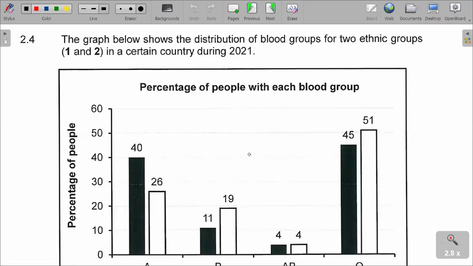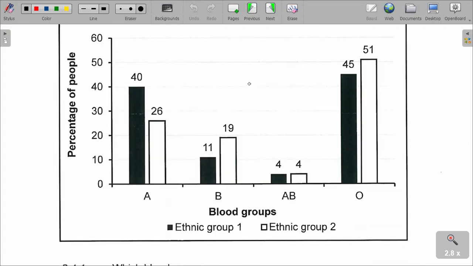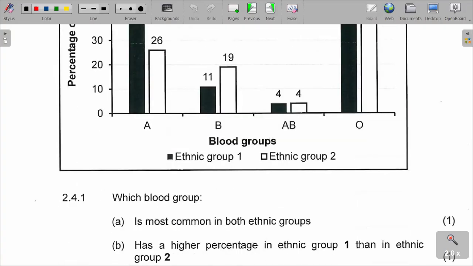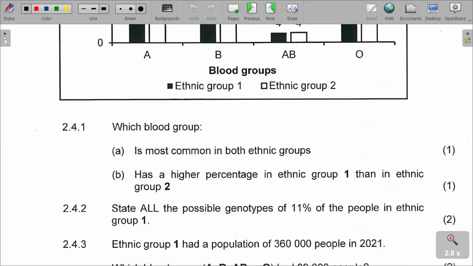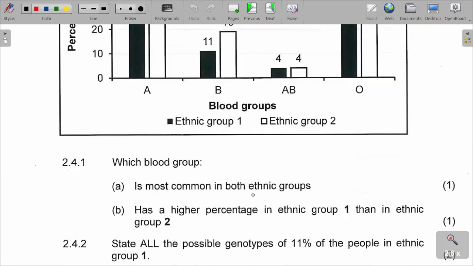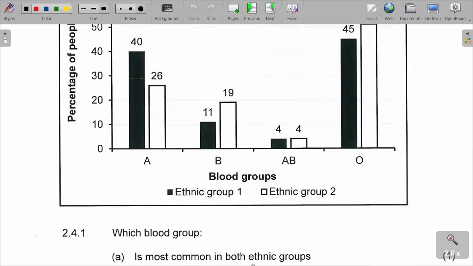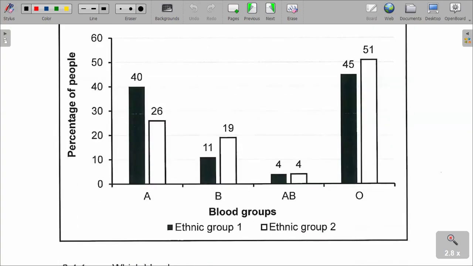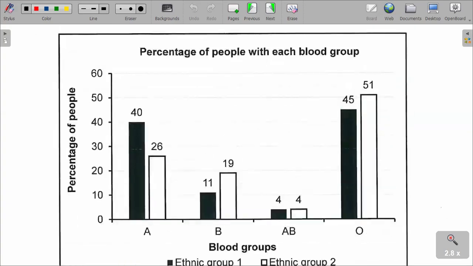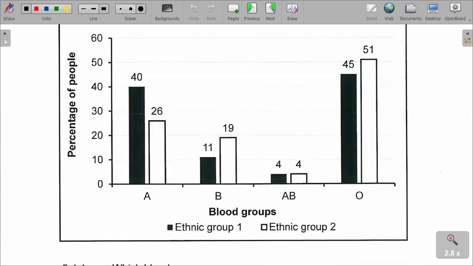The graph shows the distribution of blood groups for 2 ethnic groups, 1 and 2, in a certain country during 2021. We are given that ethnic 1 is shaded and ethnic 2 is unshaded. So the question is saying, which blood group is most common in both ethnic groups? Which blood group is common in both groups?